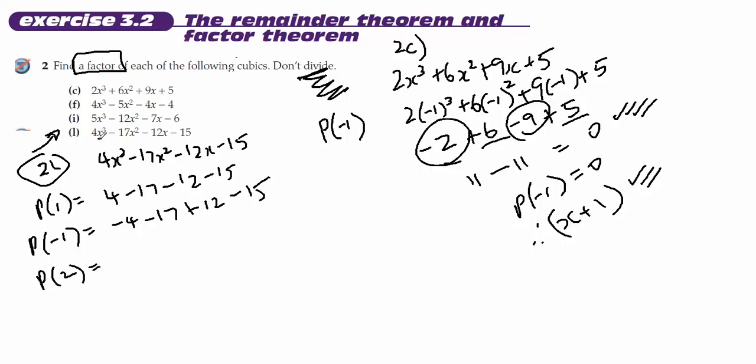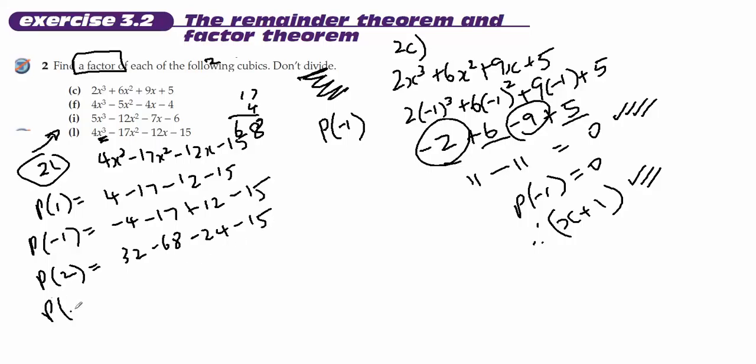2 cubed is 8. 4 eights are 32. 2 squared is 4. 4 times 17 is 68, so that's going to be minus 68. And negative 2 times 12, that's minus 24, minus 15. No, that's not going to give me a 0.